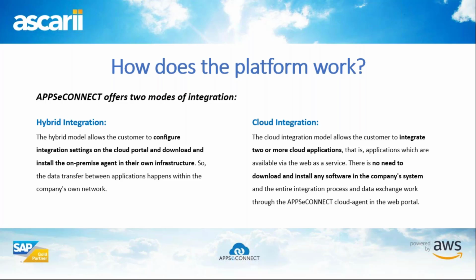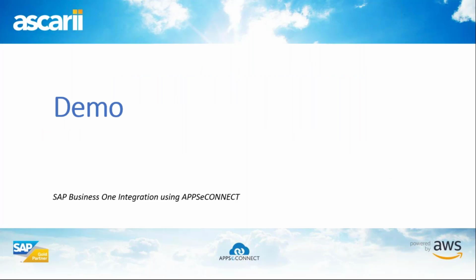For connecting two on-premise applications, or one external cloud application with one on-premise ERP, we use the hybrid model of integration. And where we have to connect two completely SaaS or on-demand applications, AppSeConnect follows a full cloud or SaaS-based approach for the integration. So basically, we have two separate delivery models to meet the customer's infrastructure needs or the solution needs. So now we will have a short demo for AppSeConnect.